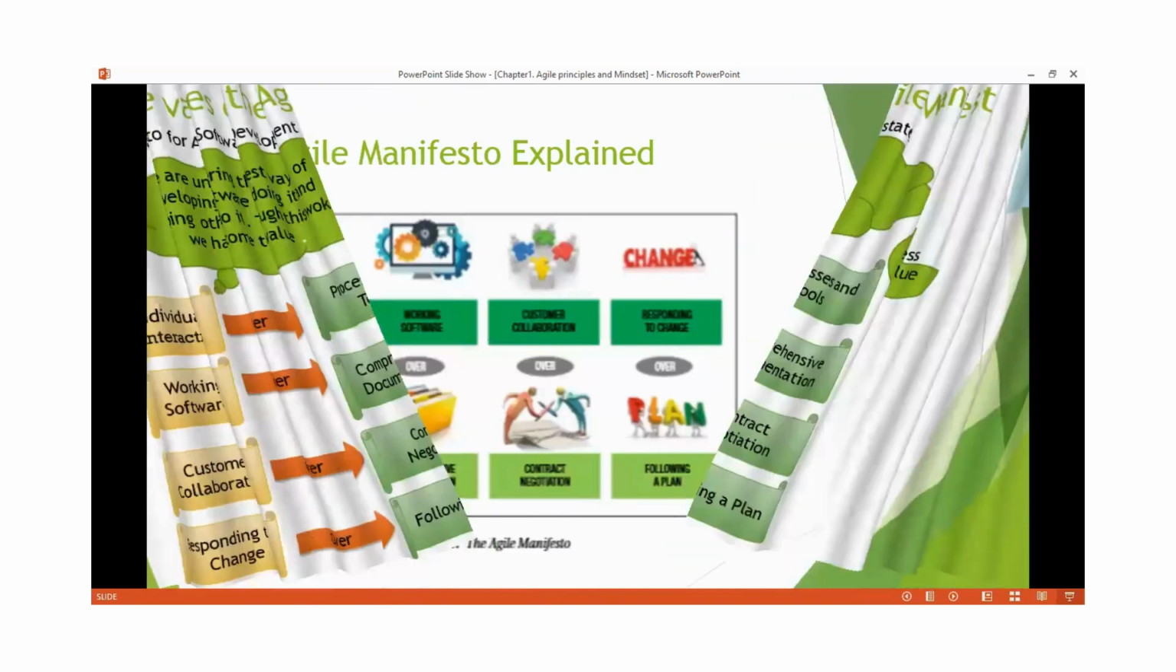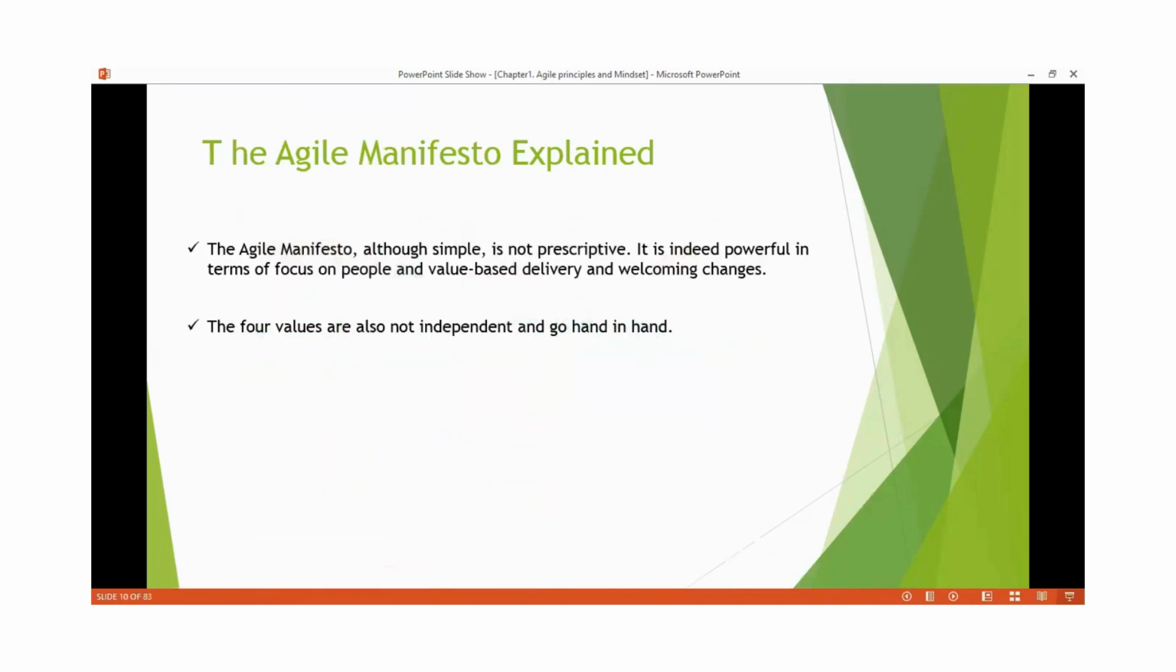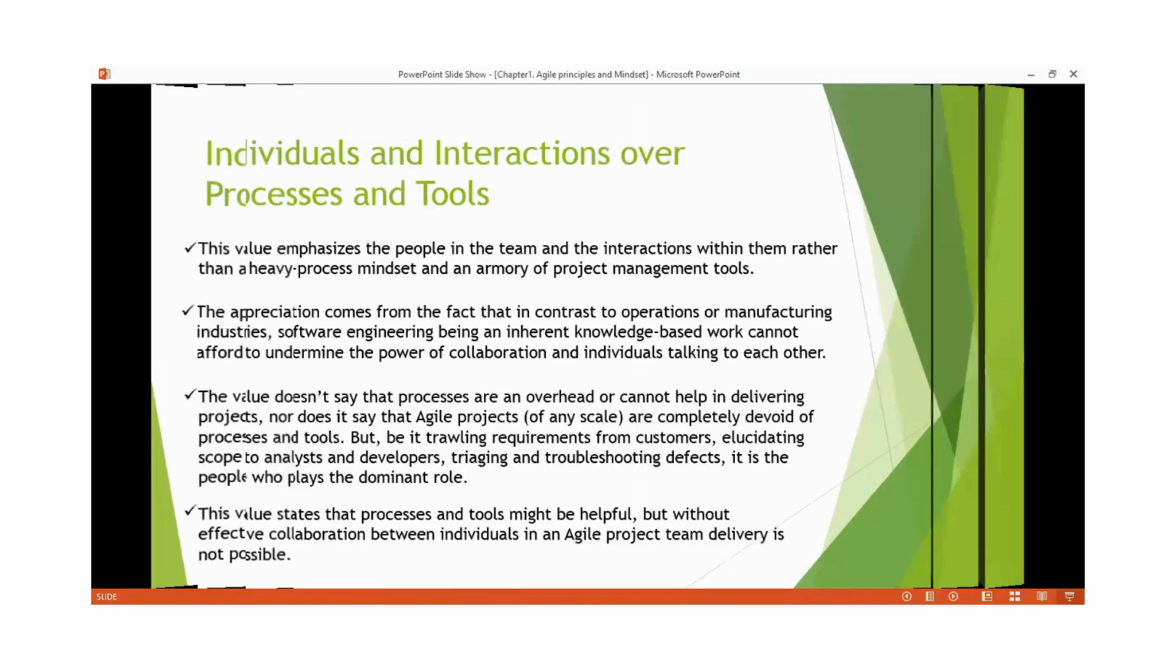So those are the areas that we have been looking into: individual interaction instead of process and tools, working software instead of comprehensive documentation, customer collaboration instead of contract negotiation, and responding to change instead of following a plan. So the manifesto was not prescriptive, right? It was indeed powerful and made teams focus, okay, on the value. And the 4 core values are also interdependent, going hand in hand.